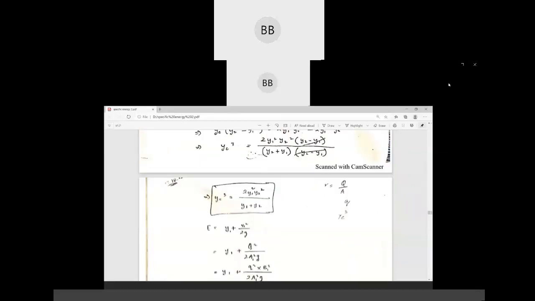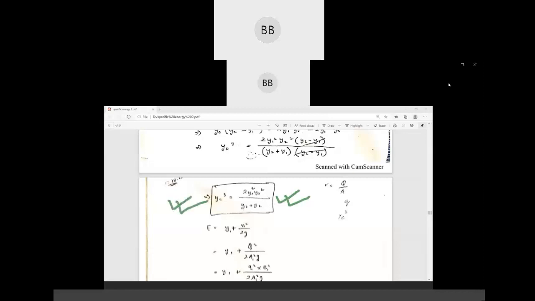And you are going to get the final expression. This is the expression: twice y1 square y2 square divided by y1 plus y2. So A plus B or B plus A is the same thing. 1 plus 2 or 2 plus 1 is the same thing. You can write y1 plus y2 or y2 plus y1.